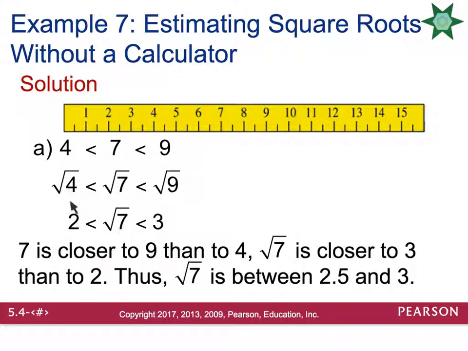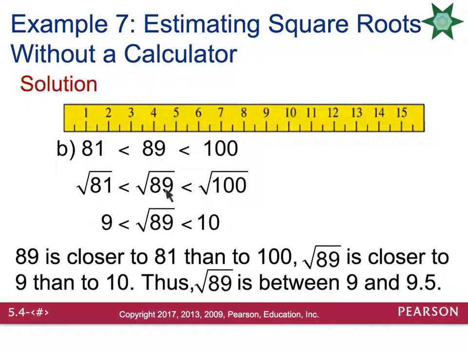So we take the square root of 4, we know that's 2, right? We take the square root of 7, and we don't know what that is. And we take the square root of 9, which is 3. So we know that square root of 7 is between 2 and 3, okay? Now, since 7 is closer to 9 than it is to 4, we're going to make square root of 7 closer to 3 than it is to 2. So we're going to put it somewhere around here, right? Maybe between 2.5 and 3. So the square root of 7 would be somewhere between 2.5 and 3 on our ruler. Think of it like our number line, too.